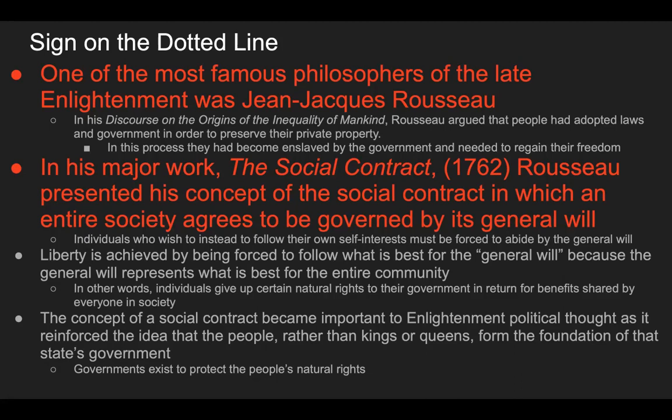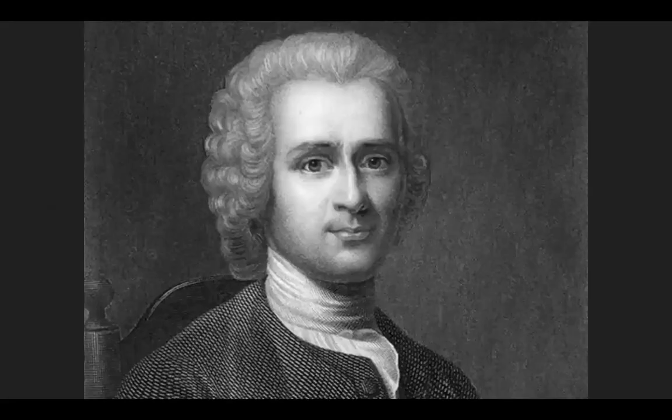In other words, individuals give up certain natural rights to their government in return for benefits shared by everyone else in society. That's what it means in layman's terms. The concept of a social contract became important to Enlightenment political thought as it reinforced the idea that the people, rather than kings or queens, form the foundation of the state's government. Governments exist to protect the people's natural rights, again, according to John Locke. And that's Rousseau, a young Rousseau.